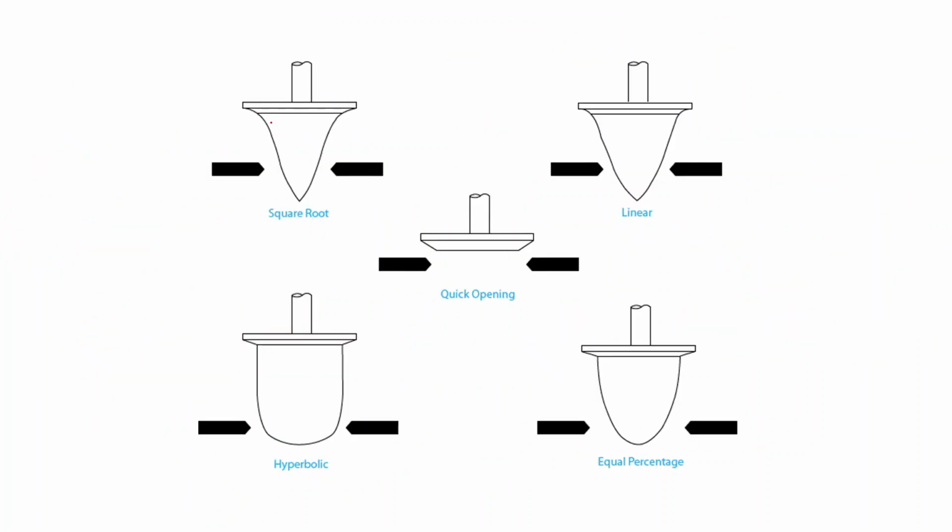If it is of this form, we call it a square root. If it is of this conical form, then we call it a linear valve. Such a flat kind of valve having a trapezoid kind of cross section, we call it quick opening. Then such a kind of valve is known as a hyperbolic and equal percentage valve. Basically, if I'm using such a kind of valve, then the valve characteristics are linear in nature.